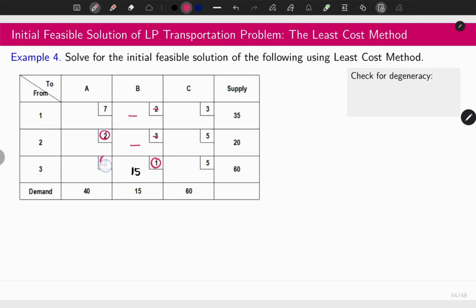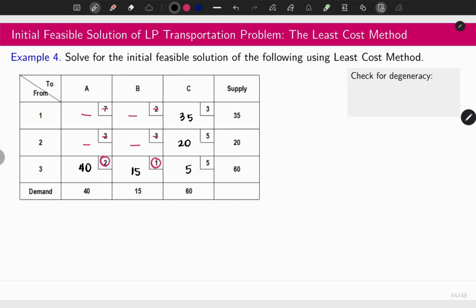And then after that, what is the next lowest? 2 and 2. Okay, let's check first how will we allocate this. For 60, there are 2 possibilities, no? You can allocate 20 here so that you can already erase this, and allocate another 20 here. Or, you can allocate 40 here and nothing here. So, this one will be automatically 20. And this one will be 35. And this one will be 5.